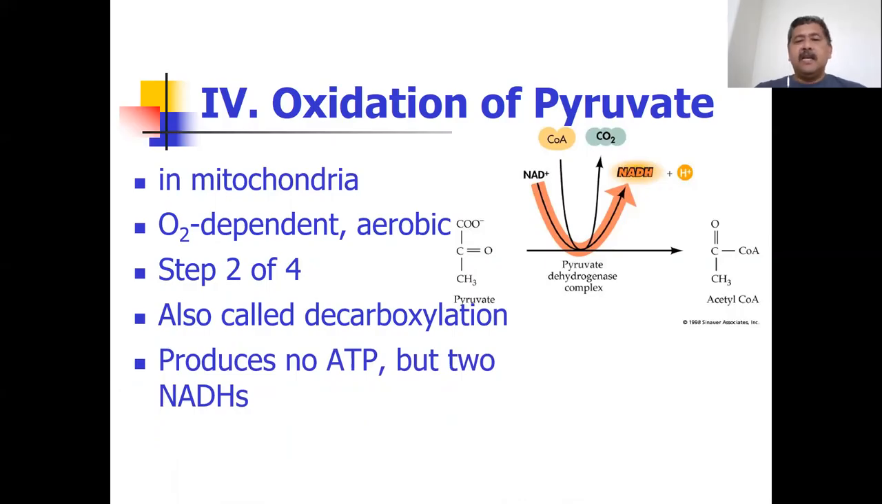This does not produce any ATPs, but it does produce NADHs. It produces 2 of them. So from these 2 NADHs, you're eventually going to get 6 ATPs. So that's a pretty good deal.